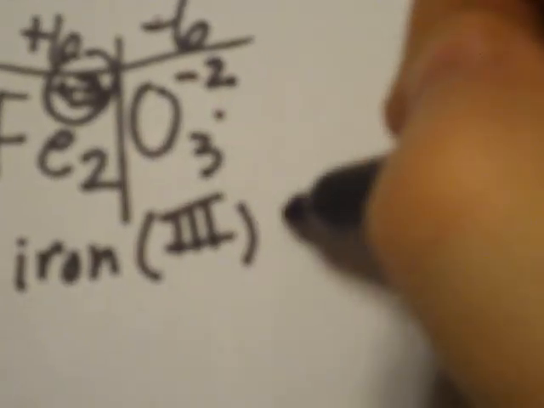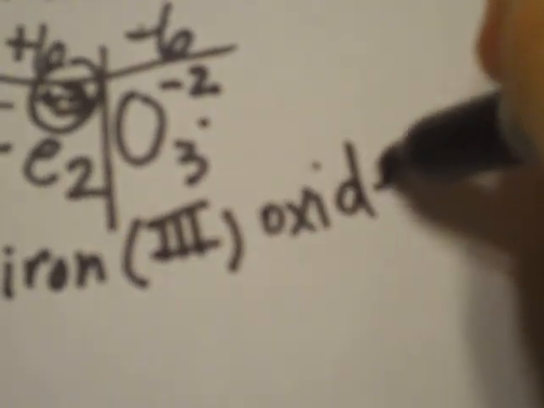Iron has a charge here of +3. So this is iron 3. Not iron 3 oxygen, it's iron 3 oxide. Remember, you change the ending to IDE. It is that simple.